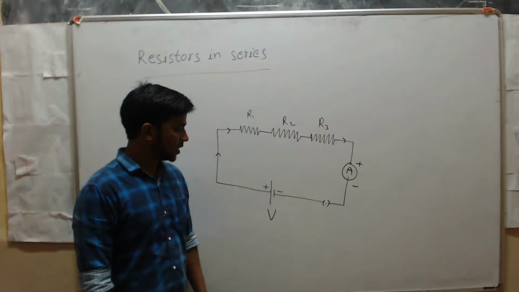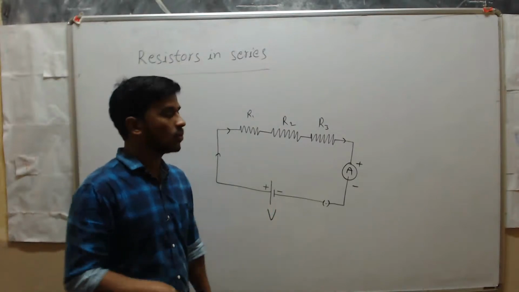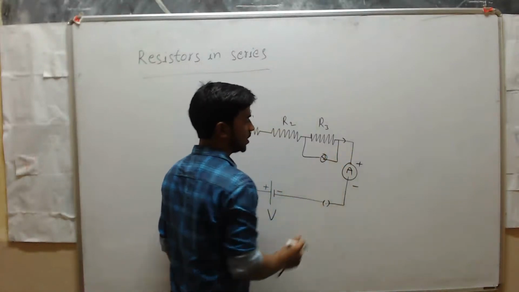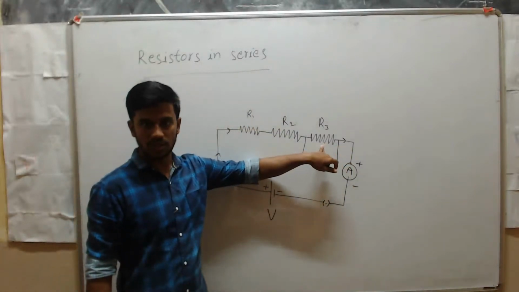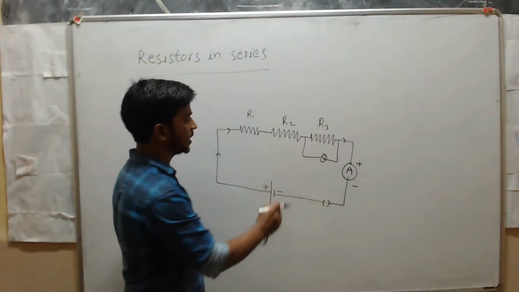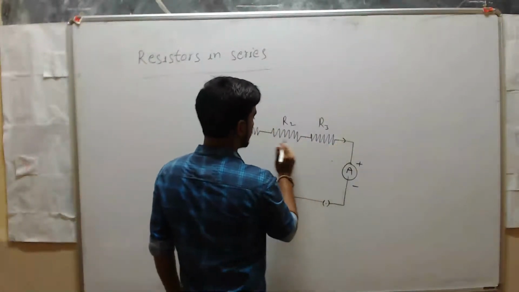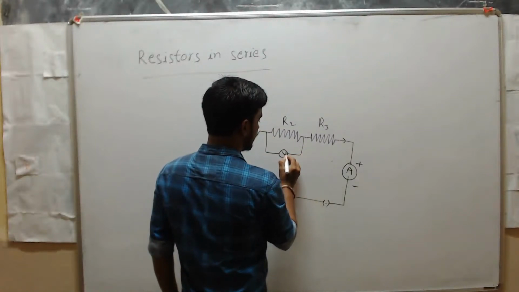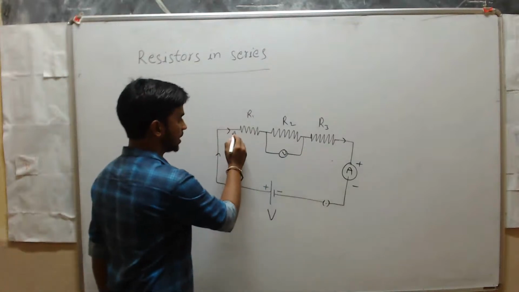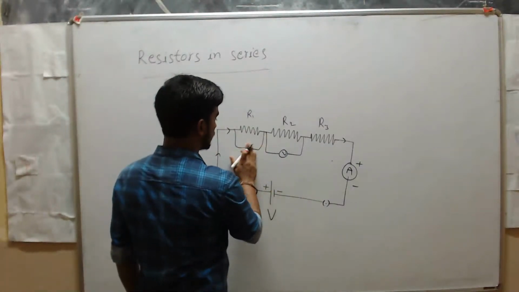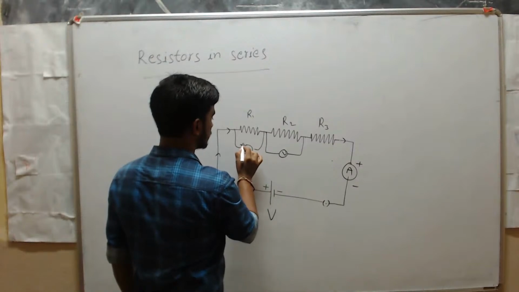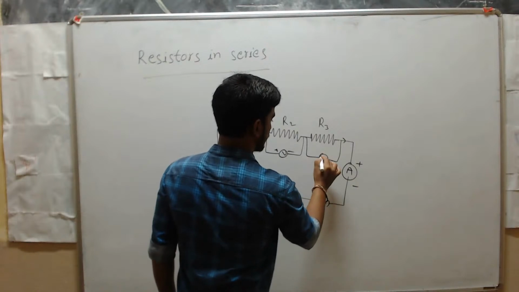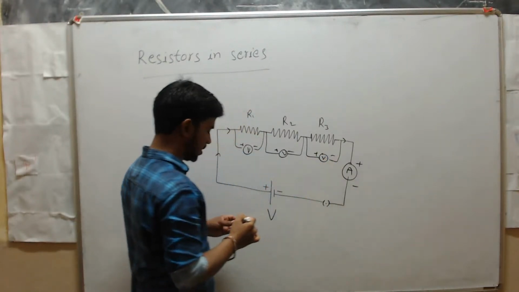Now see here, if you connect a voltmeter across R3, you will get one voltage. Suppose you connect this voltmeter here to calculate the voltage across this resistor, here also you will get a different voltage. If you connect here also, you will get a different voltage. So clear, you know, right?